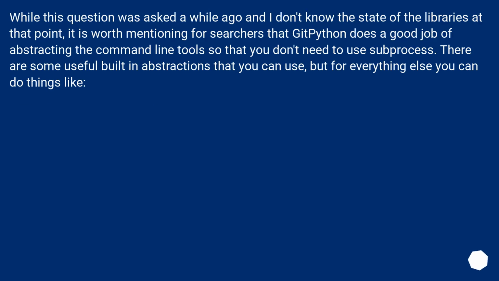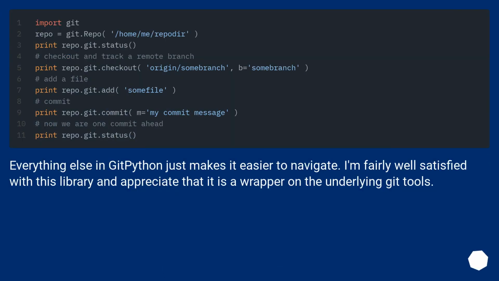While this question was asked a while ago and I don't know the state of the libraries at that point, it is worth mentioning for searchers that GitPython does a good job of abstracting the command line tools so that you don't need to use subprocess. There are some useful built-in abstractions that you can use, but for everything else you can do things like this. Everything else in GitPython just makes it easier to navigate. I'm fairly well satisfied with this library and appreciate that it is a wrapper on the underlying Git tools.